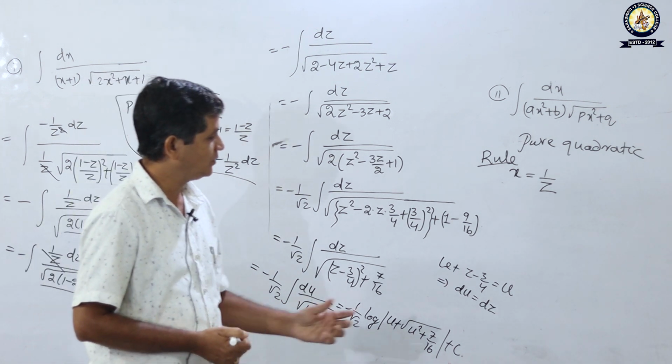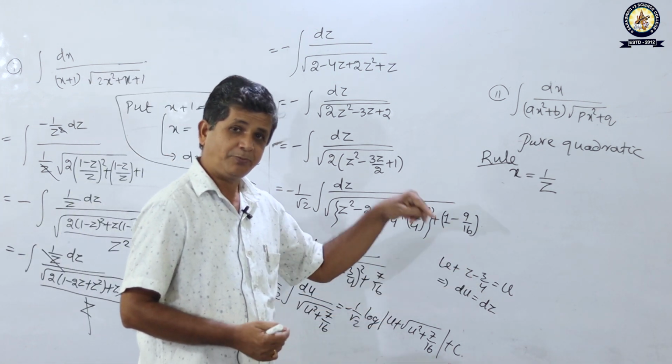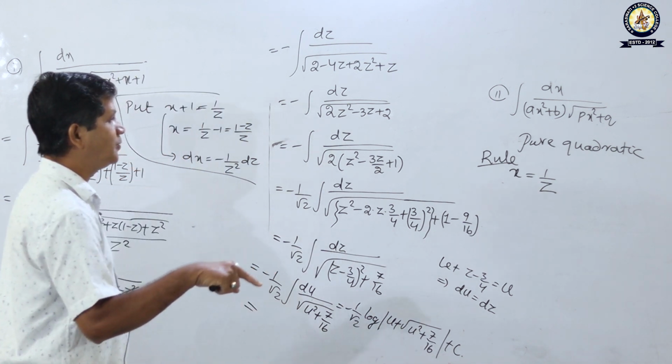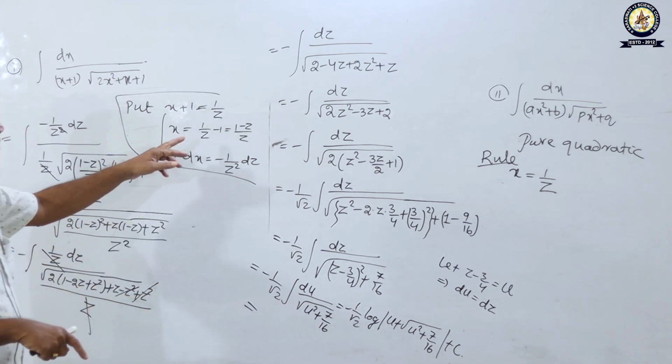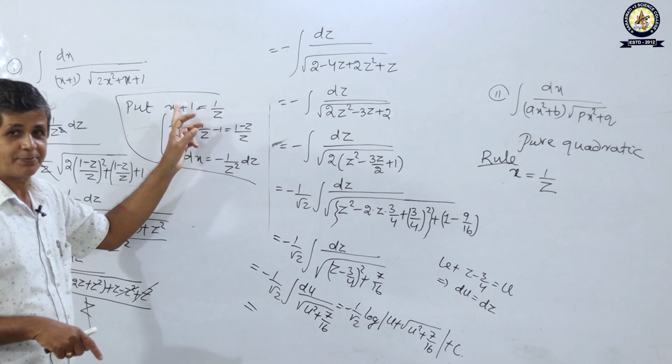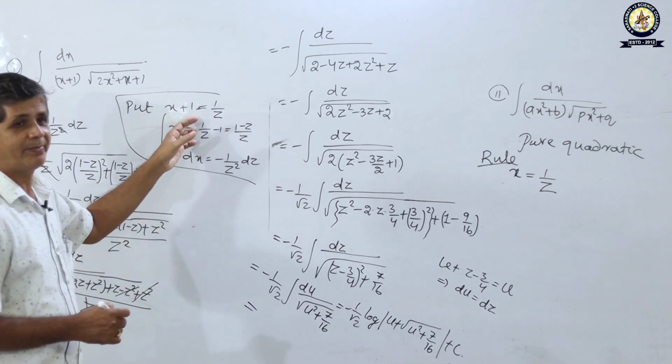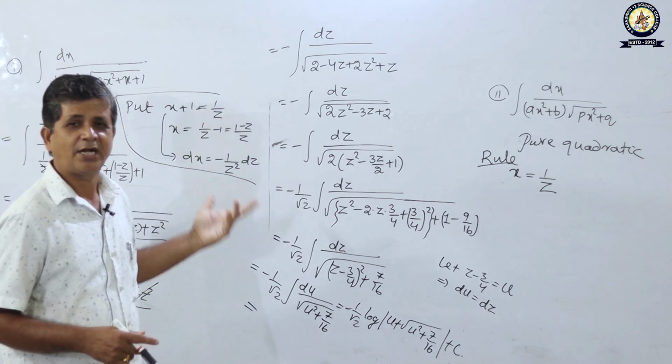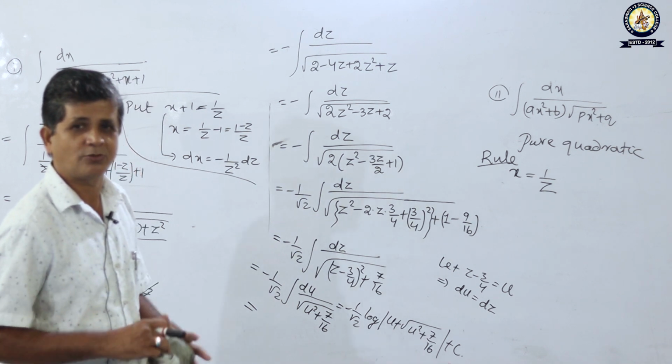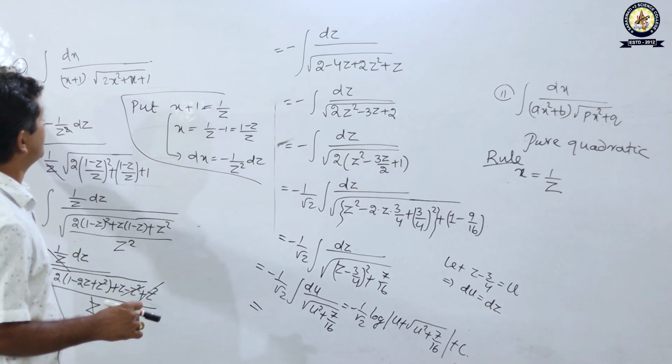And now you put the value of u. What is u? u is z minus 3 by 4. After putting this value, again you put the value of z. What is z? z is 1 by x plus 1. You put this value and simplify, and that will be the final answer for the first type.